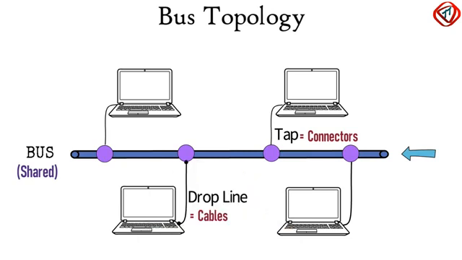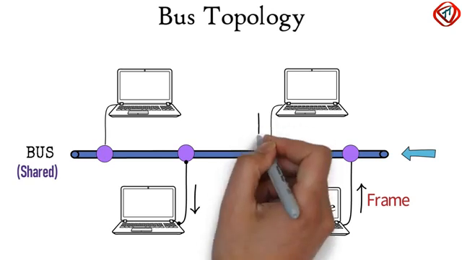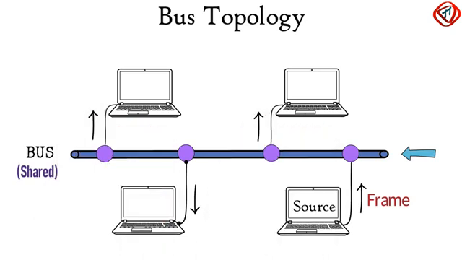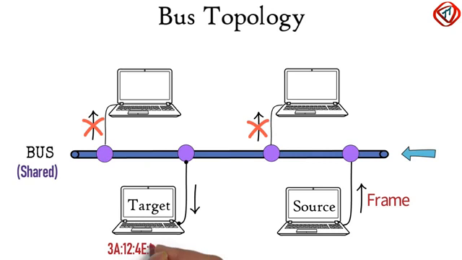In this topology, if a computer sends data frames to a second computer, all other computers connected to the same central cable also receive the frame. That is, other computers can hear what the first computer is saying. However, only the target computer accepts it. Others reject the frame by checking the destination MAC address in the received frame.